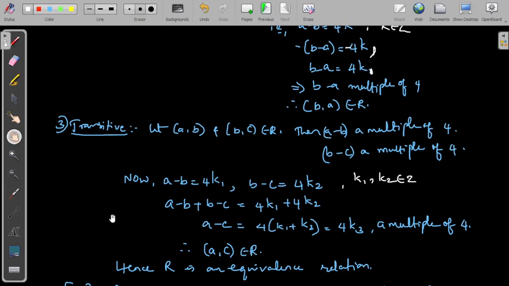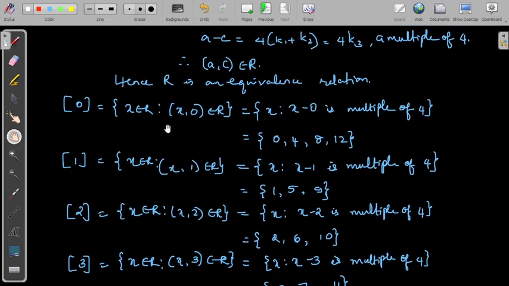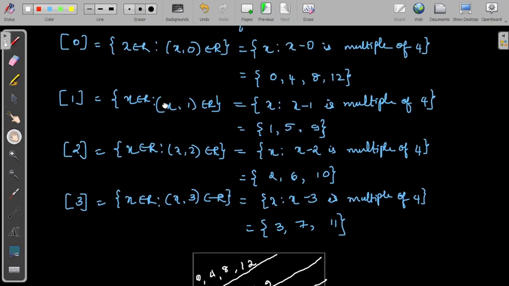Now we have proved that R is an equivalence relation on the given set A. You know that an equivalence relation always generates equivalence classes, or partitions, of the given set. Let us find out the equivalence class of every element of the set A. A contains elements from 0 up to 12. Let us find out the equivalence class of each element one by one.